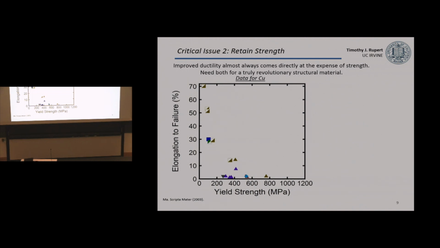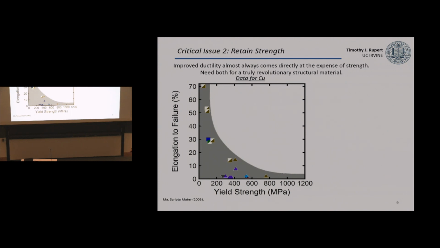If we think about this, we can start with a sort of master plot. Take a bunch of experimental data for copper, and we're going to plot elongation to failure. So the higher I am, the more ductile I am, versus strength. So the farther I am to the right, the stronger I am. And almost everything falls on this traditional envelope. Okay? This has been something that people have been after for a long time.